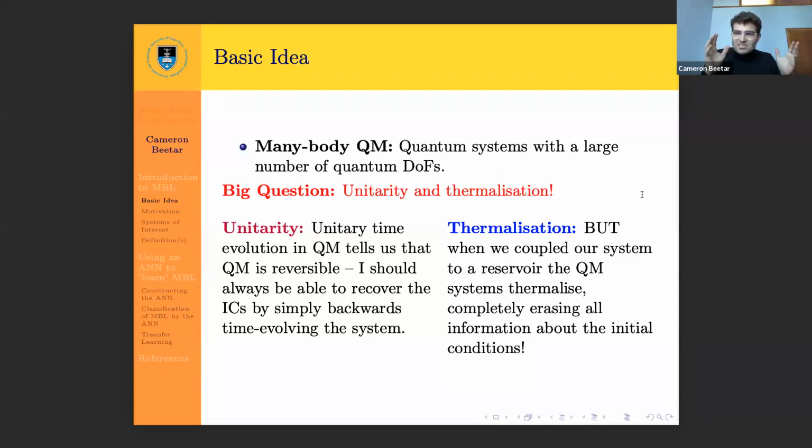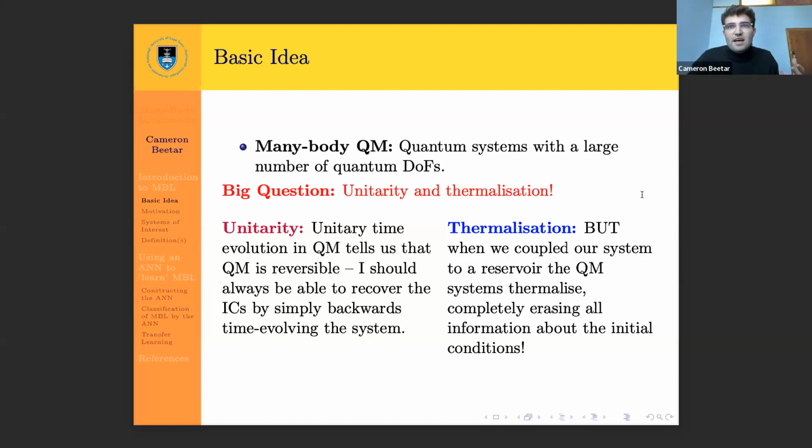So unitarity is coming from our initial quantum mechanics, so our small isolated quantum systems. And here we know that you can time evolve the system forward, and once you've got an end state, you can also reverse the time evolution to recover your initial conditions. With thermalization, so that's your quantum system reservoir, you basically have that all of the initial states tend towards a thermal state. And so no matter where you start, you end up in the same place. And that means that I can't time reverse and recover my initial conditions.